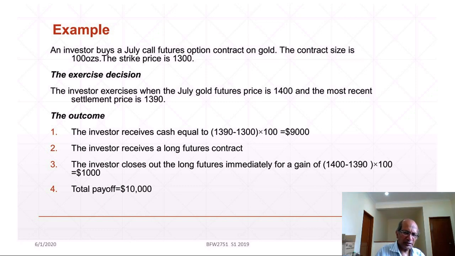So the outcome is the investor receives cash equivalent to 1390 minus 1300 times 100, which is 9,000. This is an offsetting position, so you are not going to deal with collecting the underlying. The investor receives a long futures contract and closes out the long futures contract immediately for the gain. Let's say 1400 minus 1390 times 100 is 1,000. Total payoff is 10,000: 9,000 there and 1,000 here. So you have got two things here.